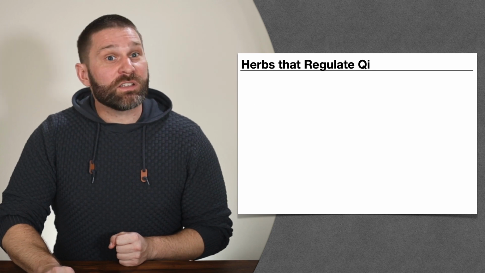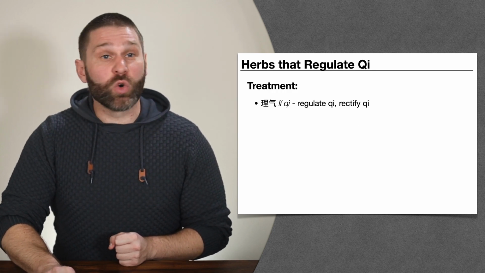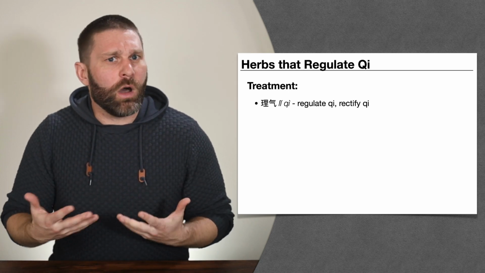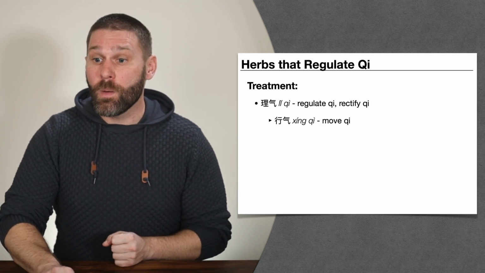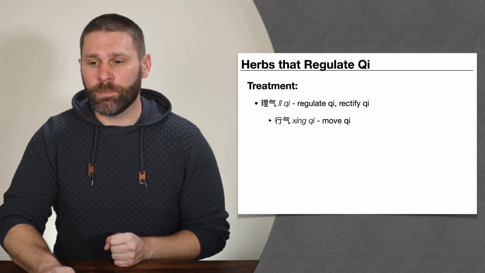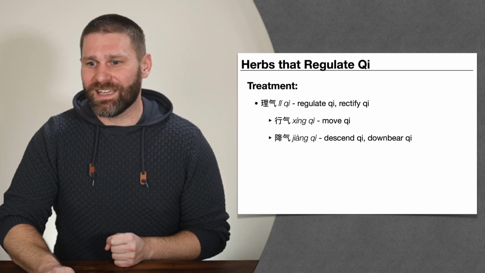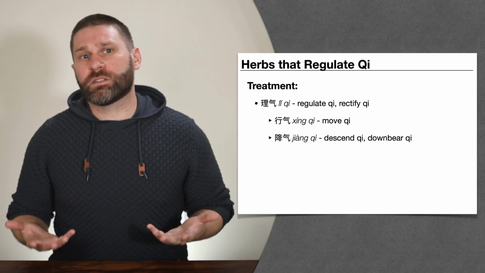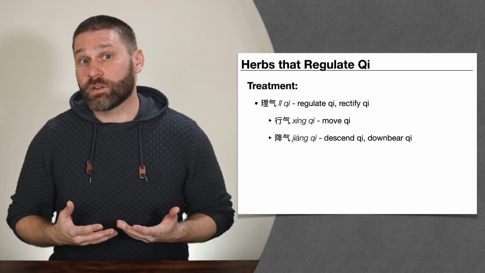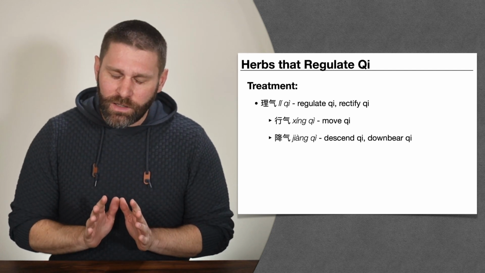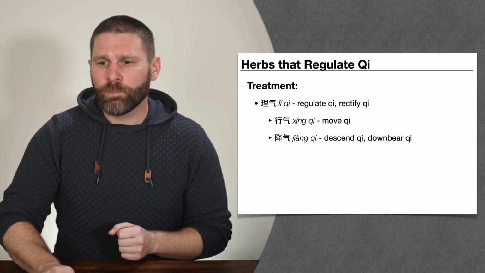The way we treat this is we use herbs that regulate qi to regulate the qi or rectify the qi. And this means one or two things. We can move the qi, xing qi, or we can descend the qi or downbear the qi, jiang qi. So these are some of the terms we'll see pop up when we start talking about the actions of these herbs.